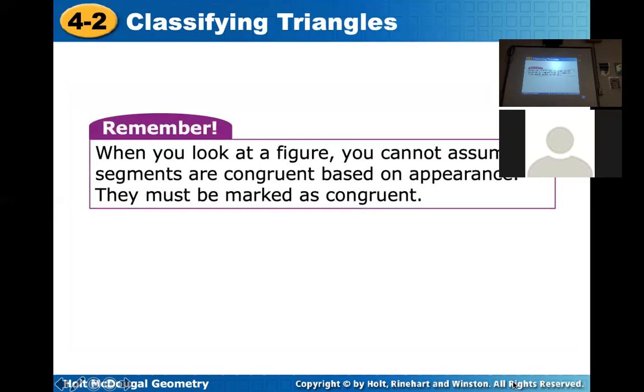When you look at a figure, you cannot assume stuff. You can't just say, well, it looks like a right angle, so I'm going to call it a right angle. We can't do that in geometry. It has to be either proven or you have to be able to prove it. That's kind of why when I talked to Reese there, I know you guys know that, but we can't use that until we prove it, okay?